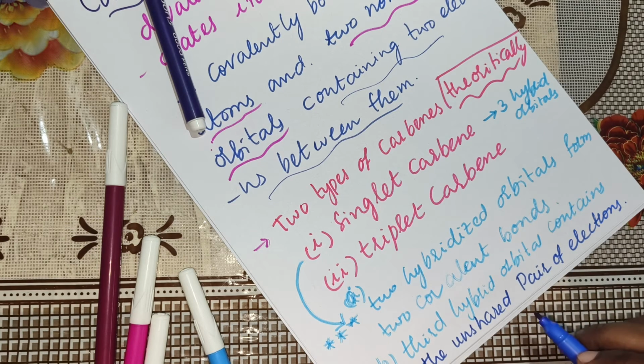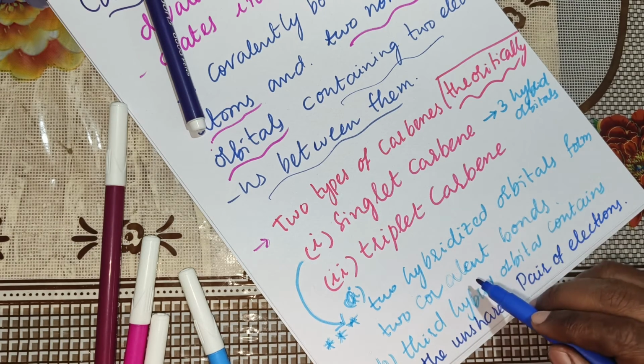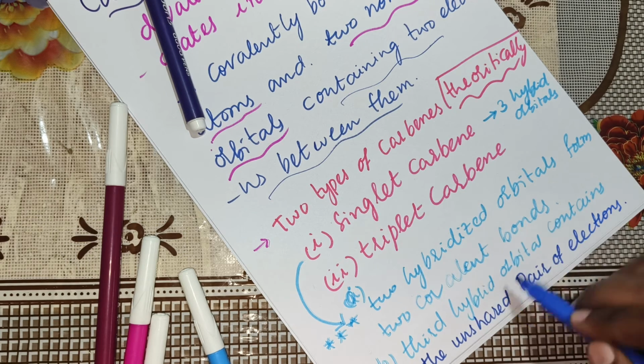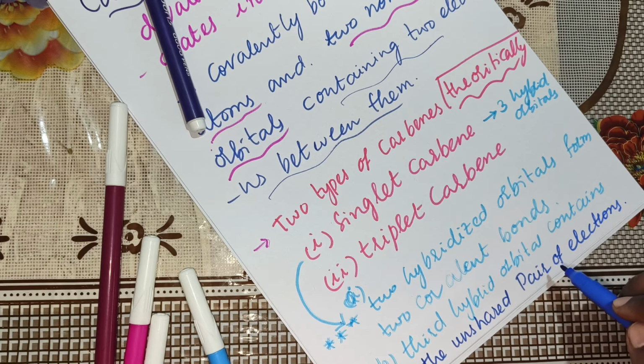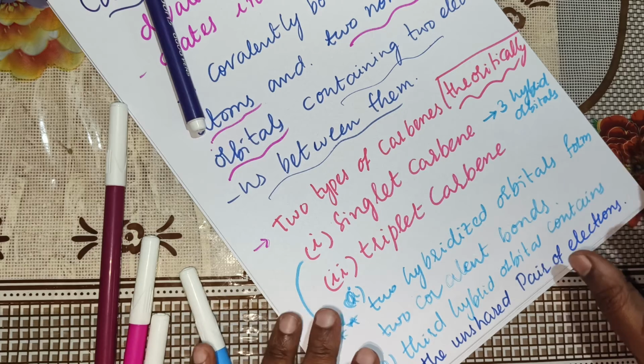That means it is an incomplete octet. Two covalent bonds means how many electrons? Four electrons, because each bond contains 2 electrons, so 2 into 2 is 4. And one unshared pair means 2 electrons. In total, only 6 electrons. That's why carbene is a highly reactive species. It does not complete the octet, either singlet or triplet. Keep that in mind.